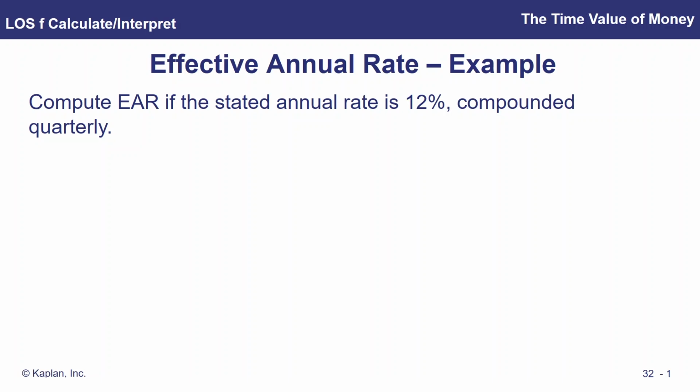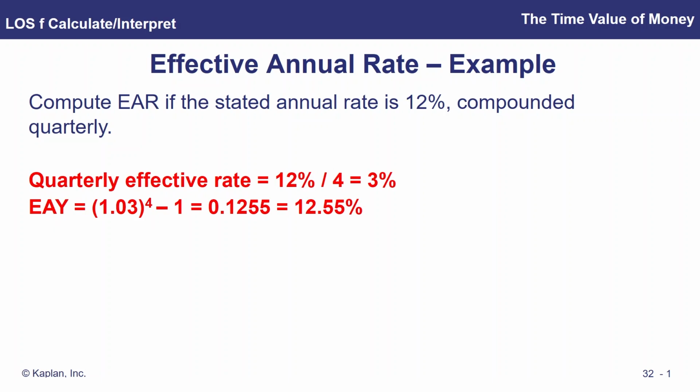Right, okay, compute the effective annual rate if the stated rate is 12% compounded quarterly. Okay, we'll do it manually first of all, and then we will do it on the BA II Plus. So, stated rate is 12. To get a quarterly rate, an unannualized quarterly rate, take 12 divided by 4, and of course you're going to get 3%. To work out the effective rate, 1 plus your unannualized rate of 3%, so 1.03 to the power of the number of quarters in a year, 4, subtract the 1, and you get 0.1255 or 12.55%.